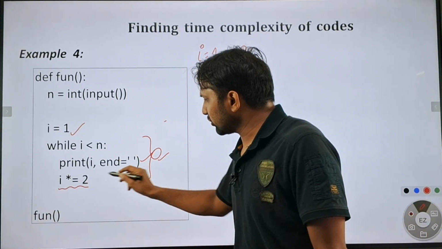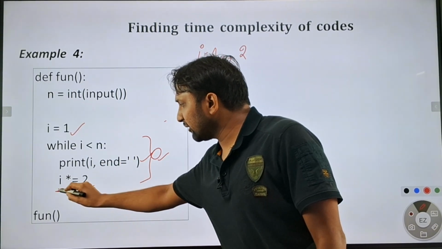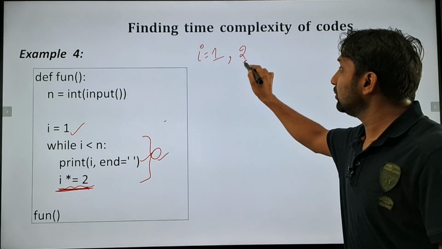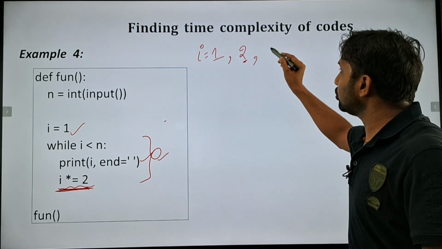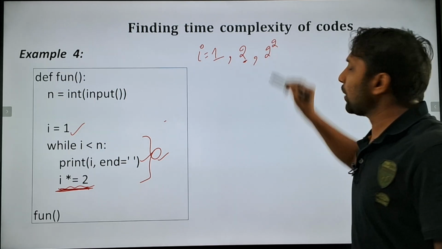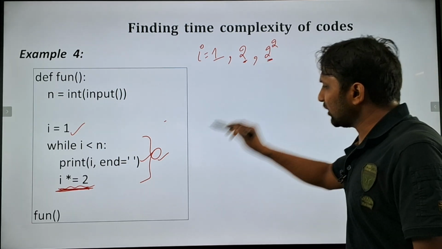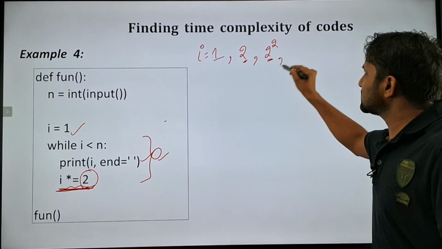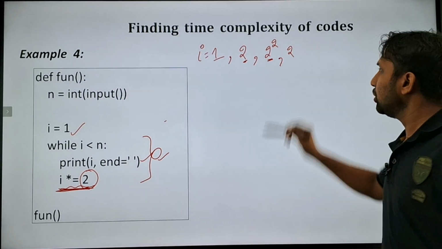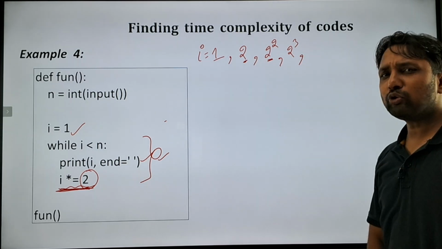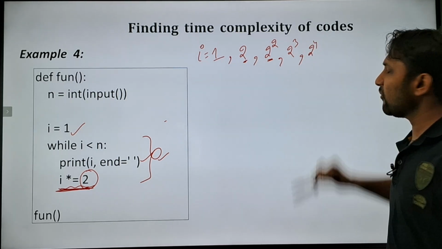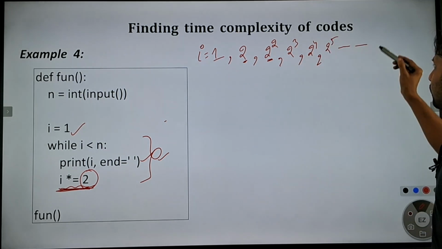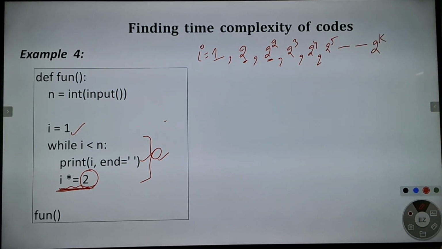We print it, and then again we multiply the value with 2. Every time we are doubling the previous value. So this will be 2 into 2, 4, or I can write 2 power 2. Whatever the previous value of I is, every time we multiply it with 2. So next will be 2 power 2 into 2, 2 power 3. 2 power 3 into 2, 2 power 4. 2 power 4 into 2, 2 power 5. So on, we will keep moving up to, let's suppose, 2 power k.